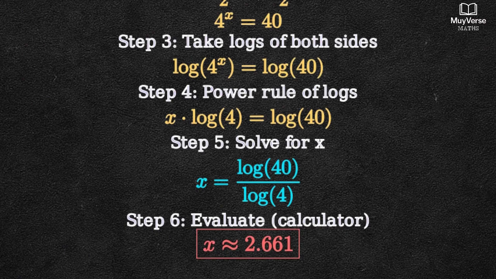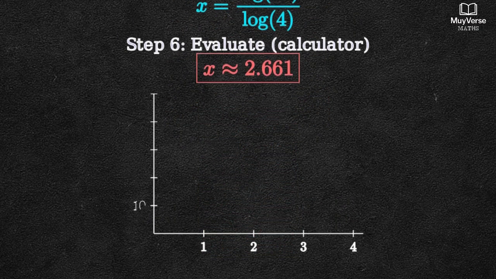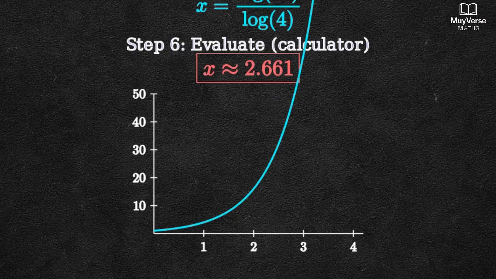For intuition, let's see where the graph of y equals 4 to the x crosses y equals 40. We'll draw axes and the exponential curve. Then we draw a horizontal line at y equals 40. Their intersection occurs at x approximately equal to our answer.